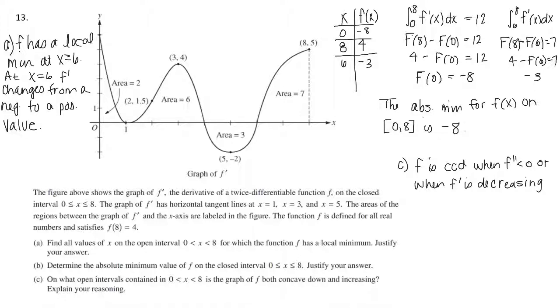So we now know we're looking for when f prime is decreasing. So f prime is decreasing, and we need to know when also f is increasing. F is concave down when f double prime is negative, or f prime is decreasing. And then f is increasing when f prime is positive. So to put all this together, we're looking for where f prime is decreasing but is positive. So let's look at our graph.